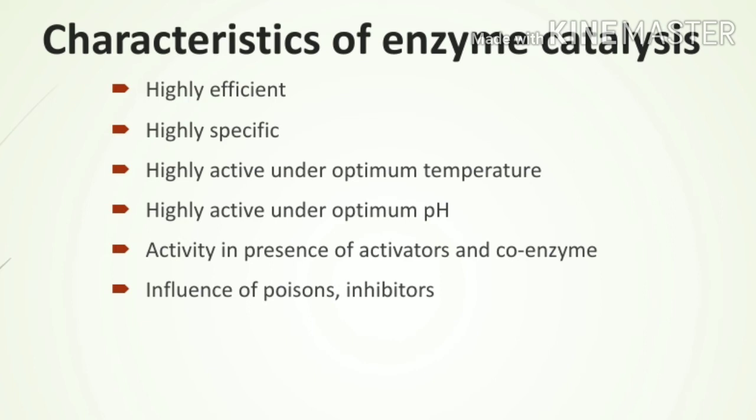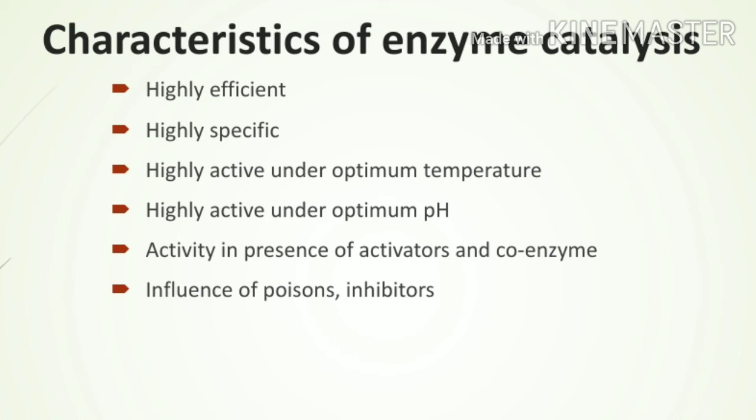Then the next point is the influence of inhibitors and poisons. What is their role? Inhibitors or poisons interact with the active functional group on the enzyme surface, and completely destroy the catalytic activity of the enzyme.